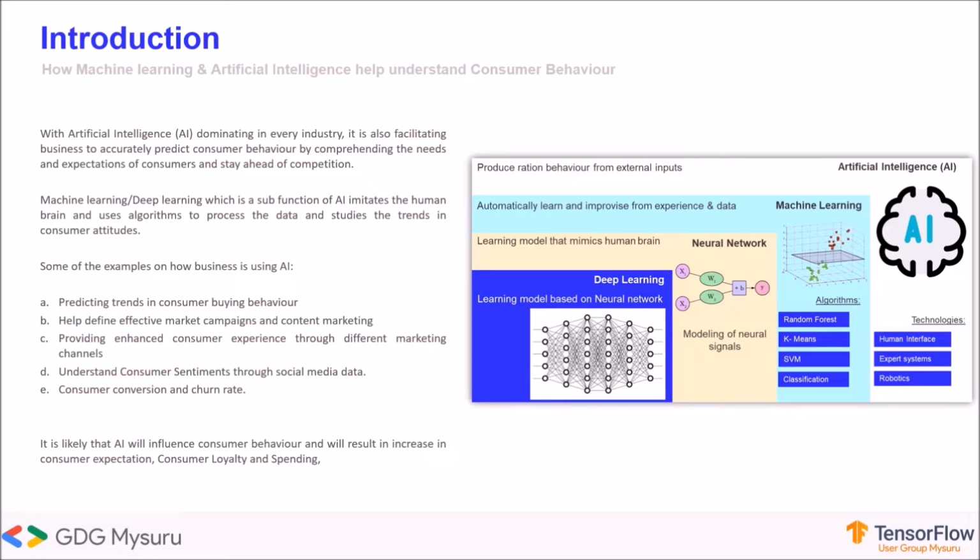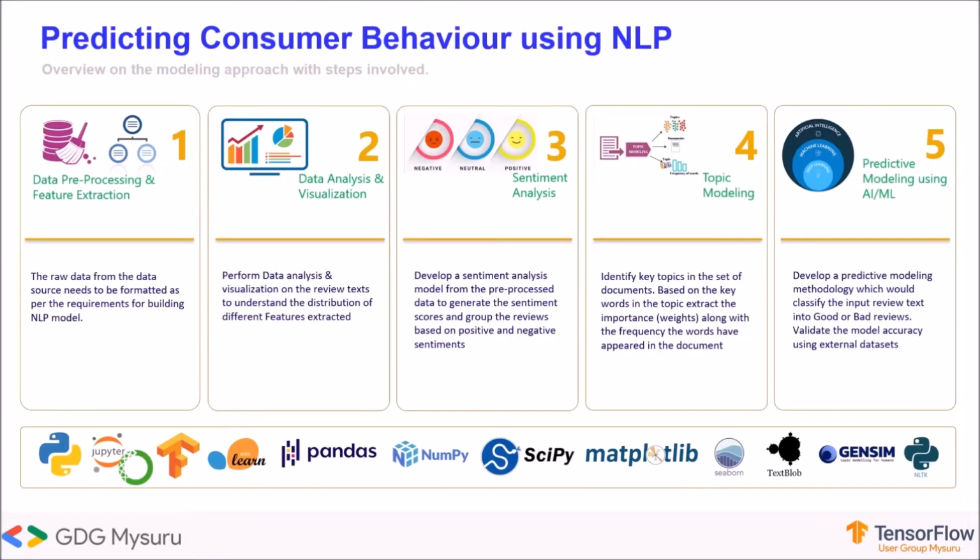Now, with this, it's very clear that AI will continue to influence consumers' behavior, and it will result in better consumer expectations, consumer loyalty, spending, etc. And in the next slides, we will see how NLP, one of the major parts of AI methodology, which is a part of machine learning and deep learning, is helping to extract information in an easy way. So in this slide, we'll talk about natural language processing and the different steps in it.